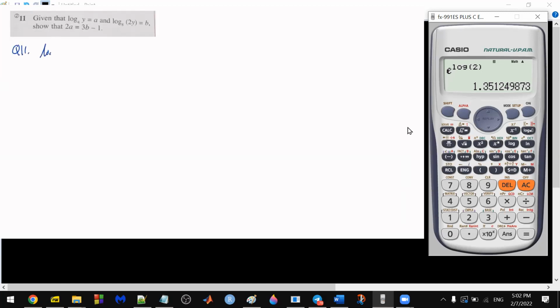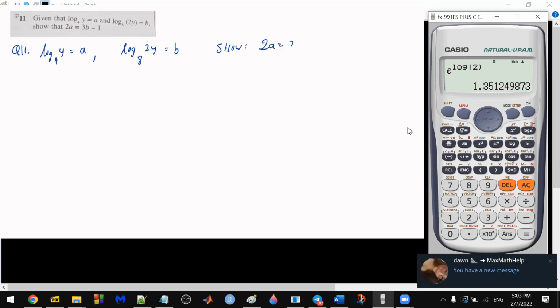Given the log of y base 4 equals to a, log 2y base 8 equals to b, you want to show 2a equals to 3b minus 1. So first we need to find out what's 2a. It's just 2 times of log y base 4. Then how about 3b minus 1? It will just be 3 times of b, which is log 2y base 8 minus 1.